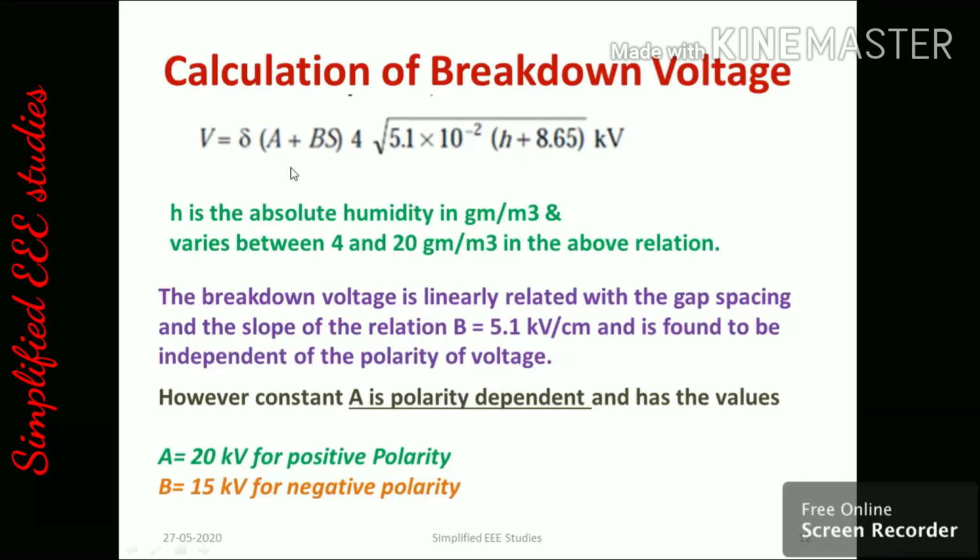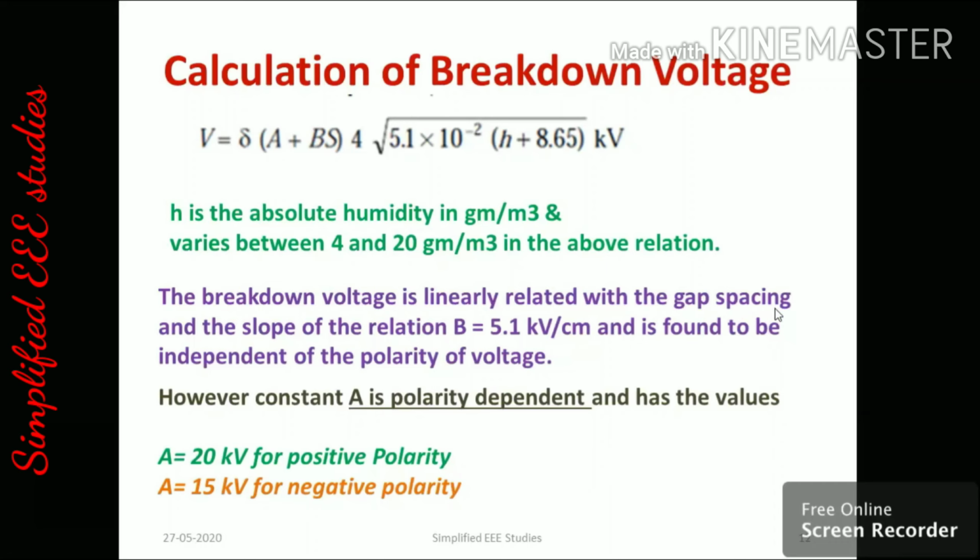Similarly, let us discuss the value of A. A is also a constant, and A depends on polarity. So we can say that A is polarity dependent. Suppose the value of A is equal to 20 kV for positive polarity. At the time of negative polarity, you can choose the value of A as 15 kV. That means A is known as polarity dependent, so it is one of the constants. So by substituting all the factors in this equation, you can calculate the spark over voltage.